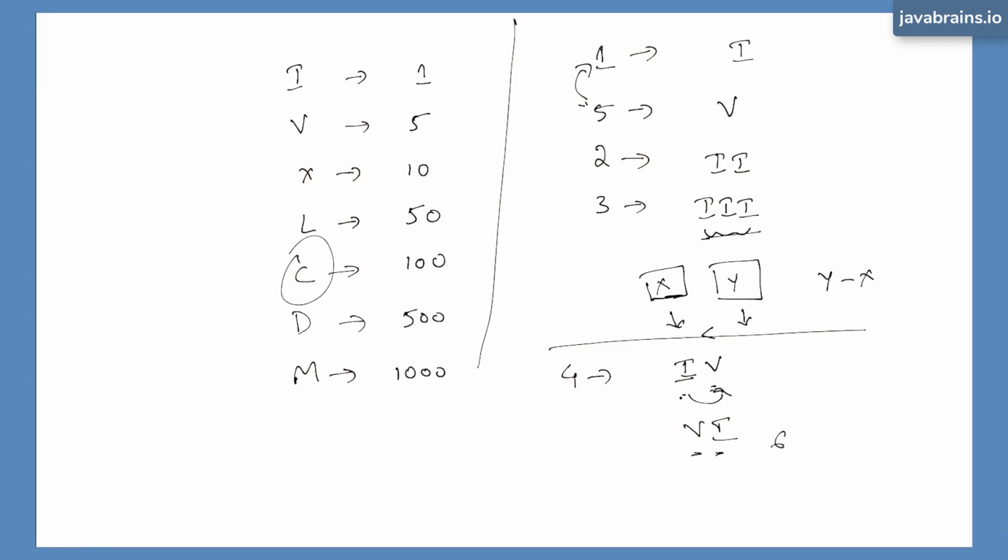100 is C, all right? So CC is 200. So let's say 300 is CCC. 400, now we can have one symbol in front of this guy, so it's going to be CD, right? C is 100, it's less than D, which is 500, so you basically need to subtract. So CD is 400. All right, so that's the challenge. That's the conversion from integer to Roman numerals.